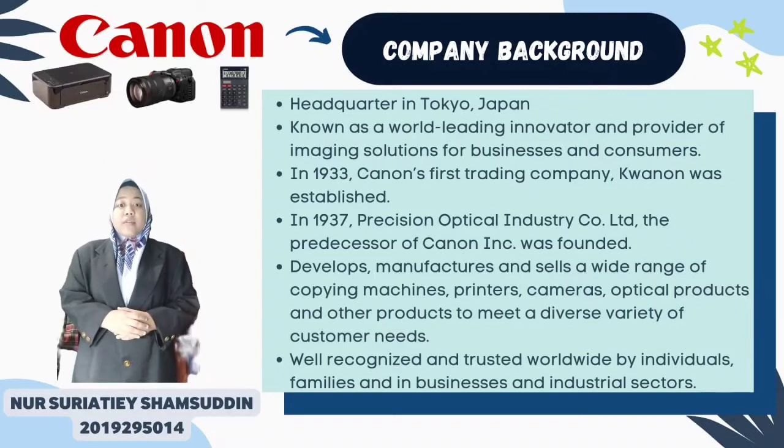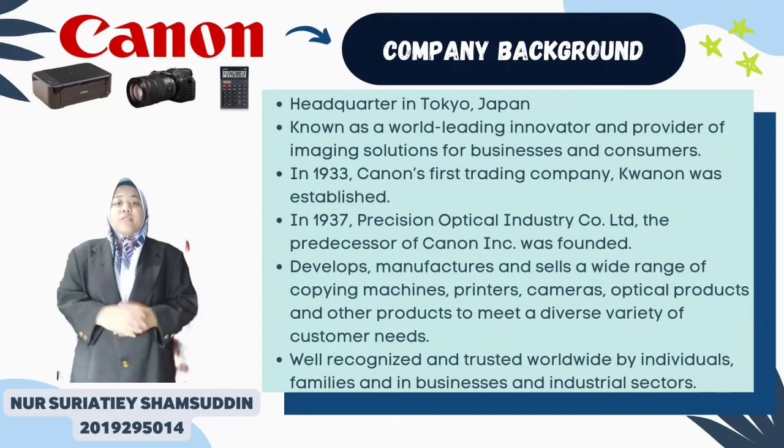Next, I will proceed with the example business that applies the environmental cost and benefit. The name of the company is Canon Inc. The headquarters of Canon is located in Tokyo, Japan. Canon is known as a world-leading innovator and provider of imaging solutions for business and consumers.